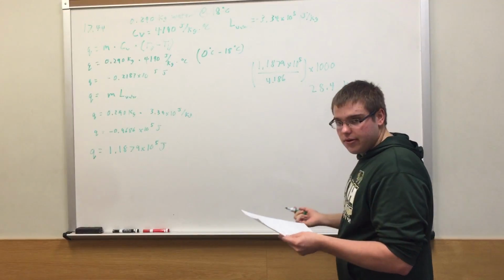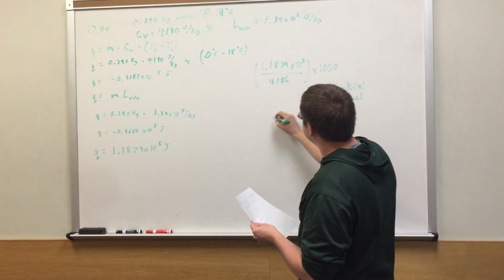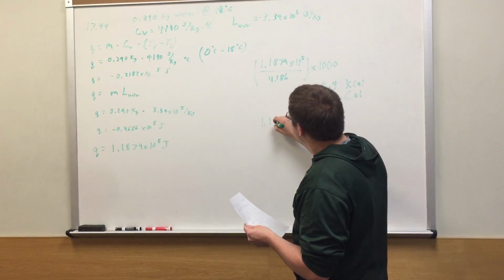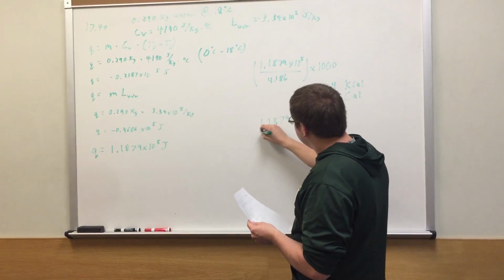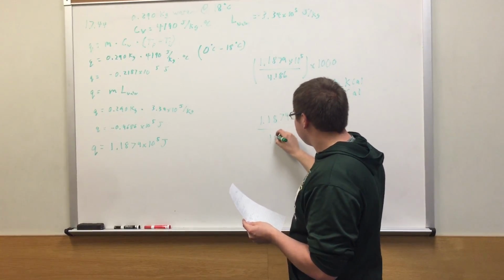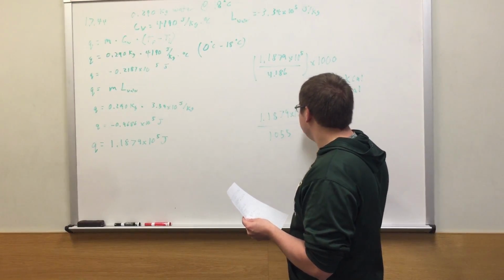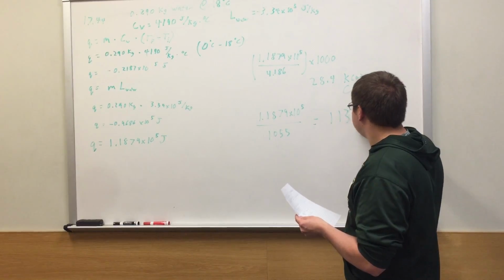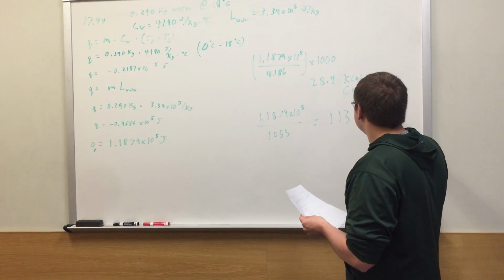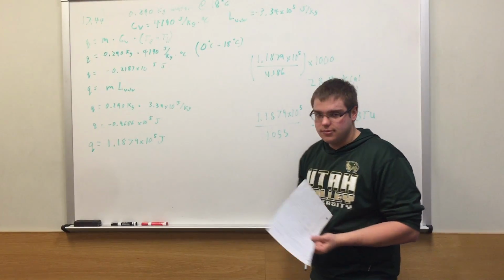Then we also need to convert it to BTUs. So we're going to take the same number, 1.1879 times 10 to the fifth, and divide that by 1,055, and that's going to give us 113 BTUs. That's it.